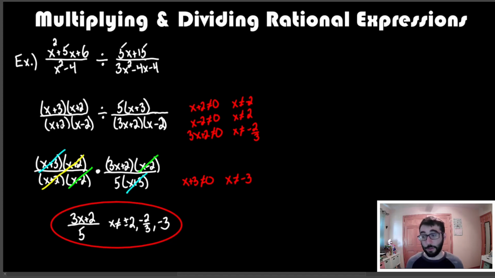We were left with the 3x plus 2 in our numerator. We were left with just 5 in our denominator, and we state what all of our restrictions are. We can't be 2 and negative 2 and negative 2/3, as well as negative 3. And that's really it. There's really not much more to it.